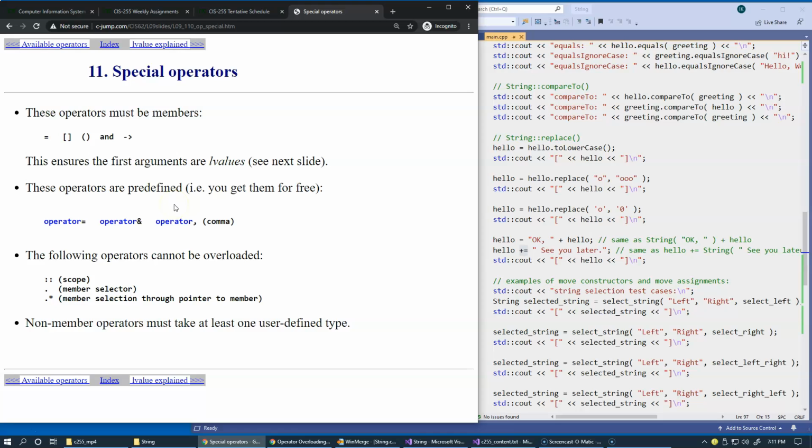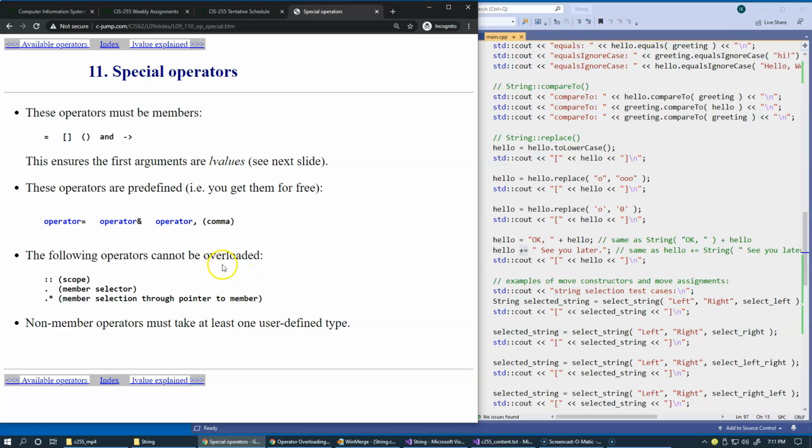So the operators that are generated by the compiler for free, you don't have to write them. The assignment operator, remember, just does bitwise copy. Address of, of course, will return the location of your object in memory. The comma operator, or sequencing operator, is also provided for free, so that you can basically sequence your expressions that resolve to the type of your class when you program your expressions.